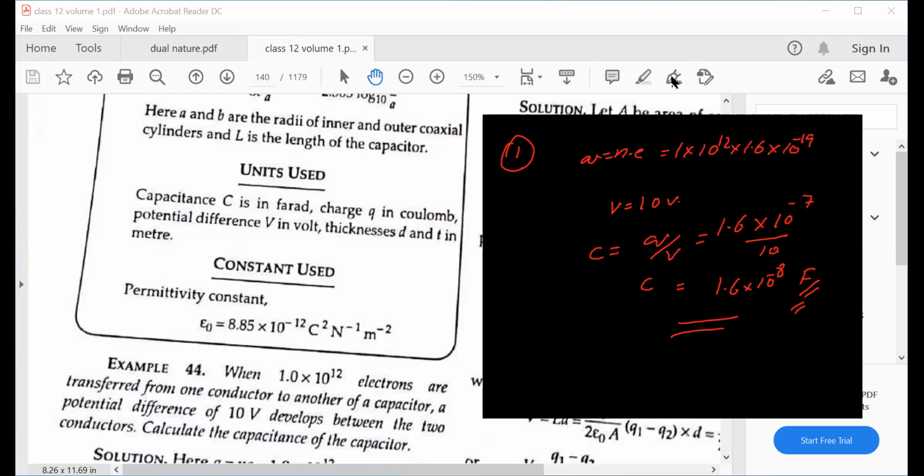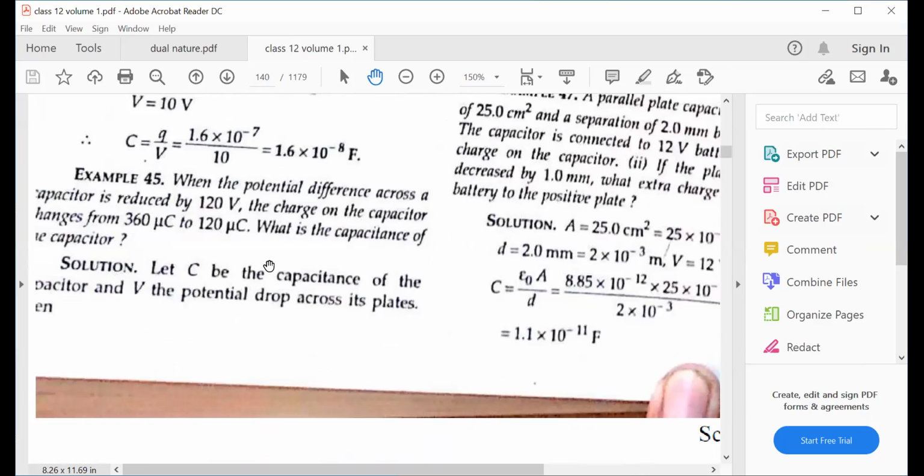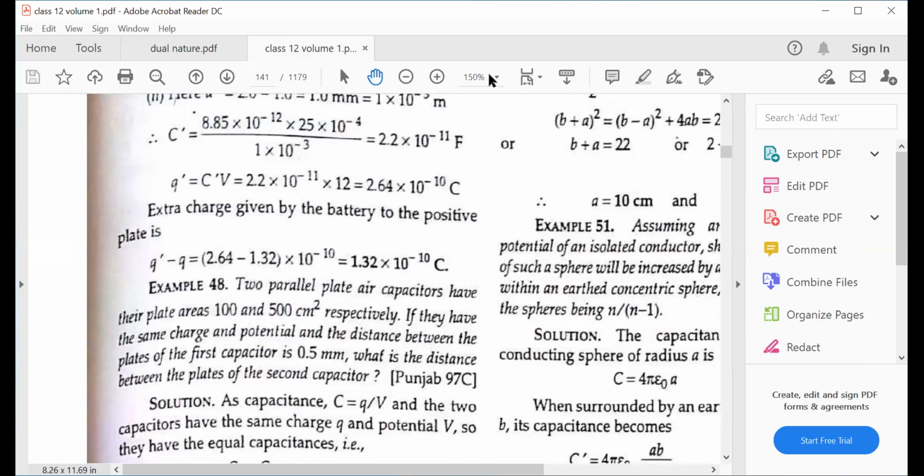So let's see one more question. This is related to your parallel plate capacitor. What question am I discussing? It is related to the parallel plate capacitor. Question number 48.